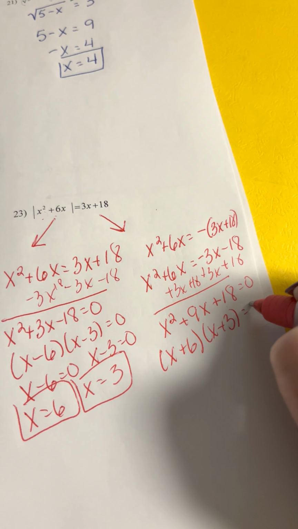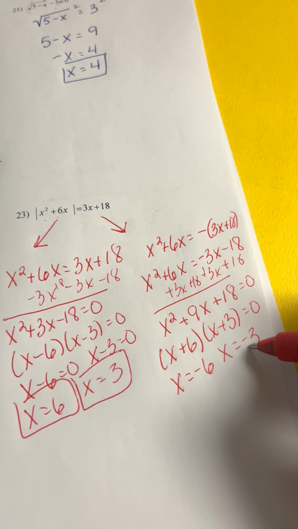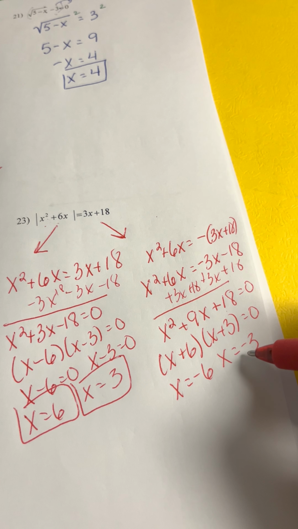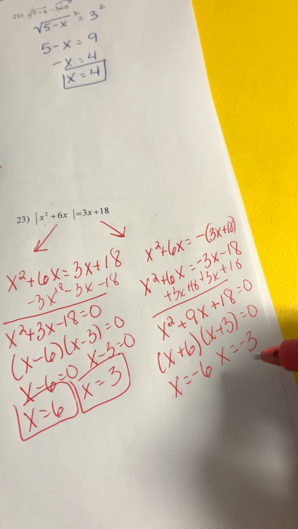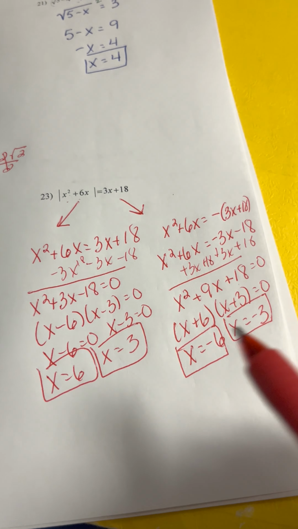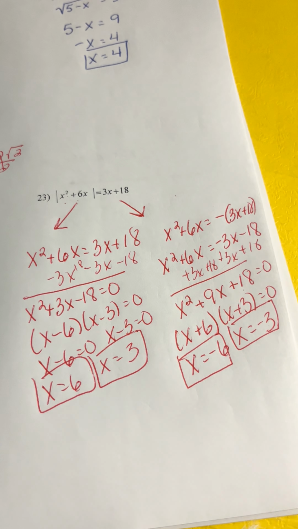I'm going to check those. Negative 6 is 0, negative 3 is 0. Uh-oh. Negative 3 is not 0. It's 9 and 9. Okay. So both of those also work. And it's just a coincidence that these ended up being opposites of each other.